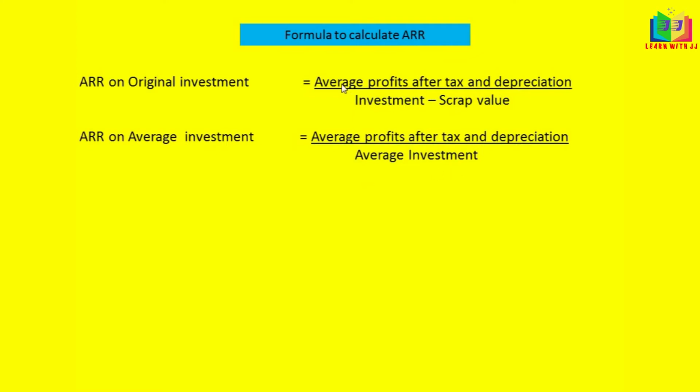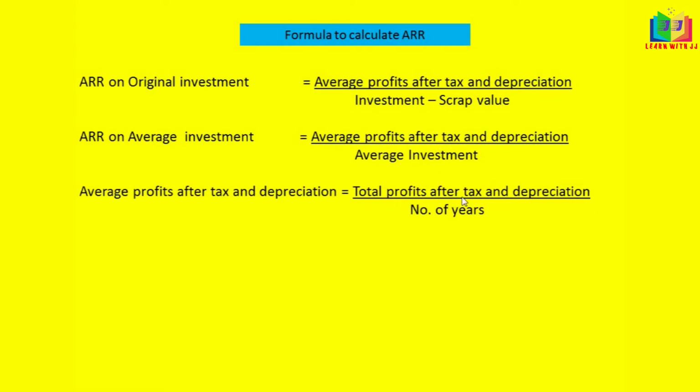This average profit after tax and depreciation is nothing but the total profit after tax and depreciation divided by the number of years. And this average investment is equal to investment minus scrap value divided by 2. Using these formulas we are going to find this ARR.